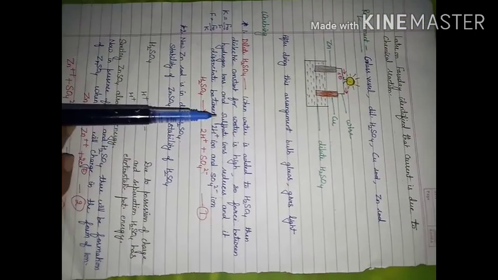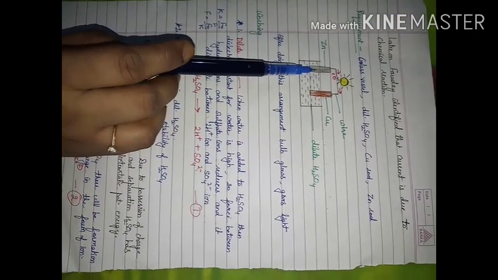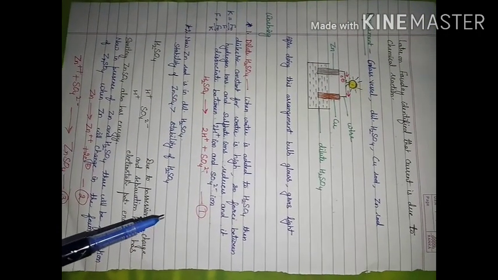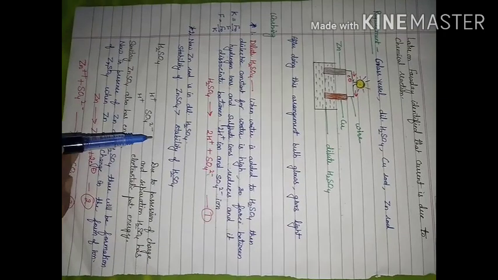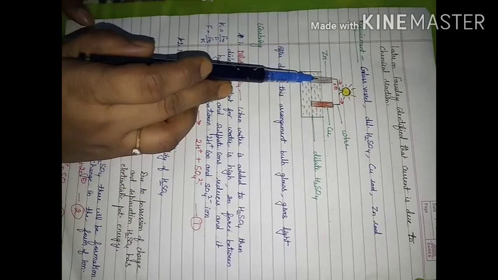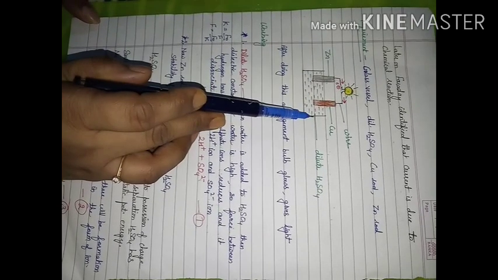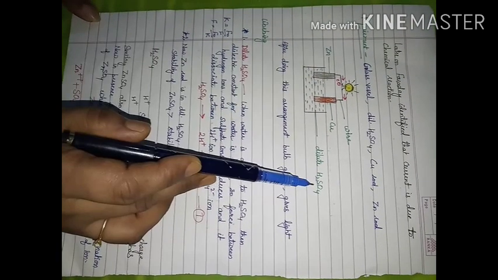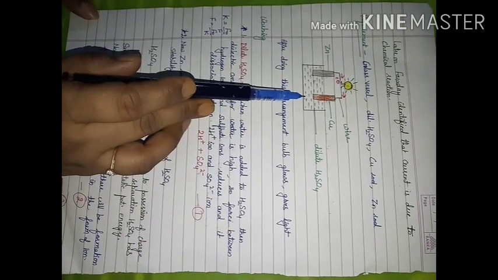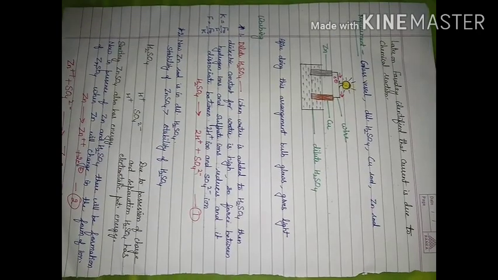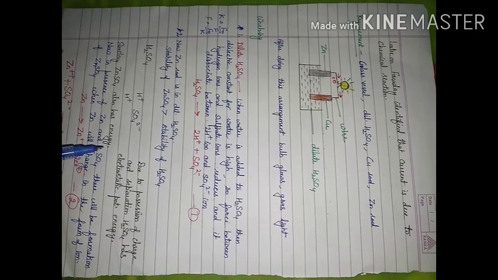The second step is, we are going to have a zinc rod here. And the stability of ZnSO4 is more than the stability of H2SO4. So when we have a zinc rod dipped in H2SO4, the net result will be that zinc will combine with SO4 to form ZnSO4, because ZnSO4 is more stable than H2SO4.